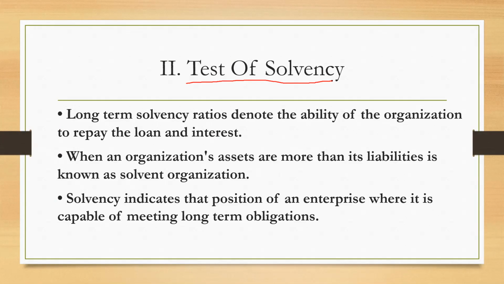how solvent the firm is, how much the firm is solvent. Before this we were finding how liquid the firm is, but now we'll find how solvent the firm is. That means how much fund the company or the firm has to pay its debt, its long term debts. How sound the firm is, what is the financial position to pay its long term obligations. So for that we find the solvency ratio, that how much the firm is solvent.